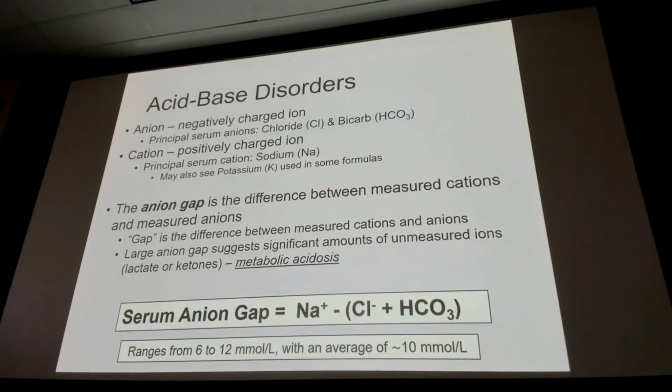Here's the formula for calculating a serum anion gap. Okay. Remember this formula. There is one question where you will have to calculate an anion gap and determine whether or not the patient has one or not. Okay. Any questions about that? Okay.